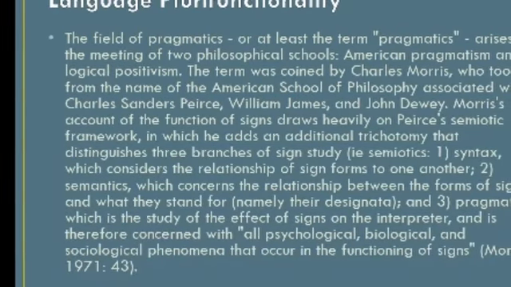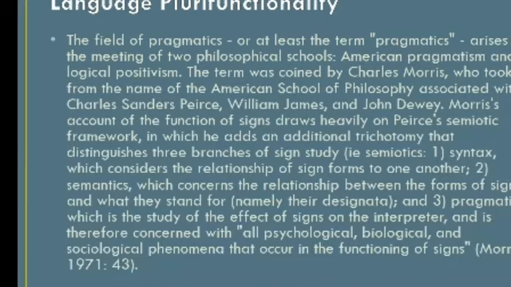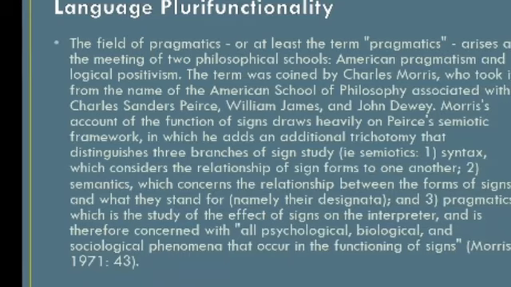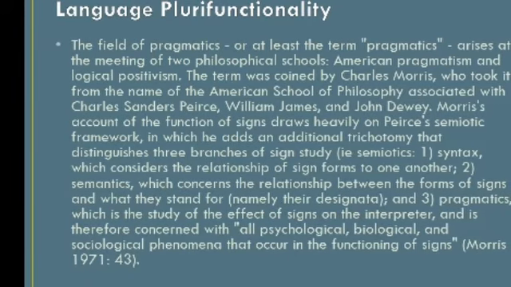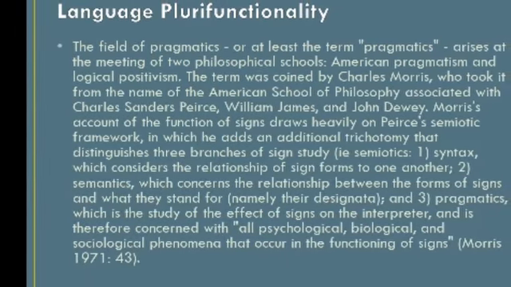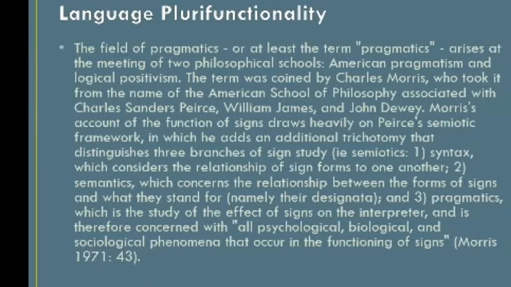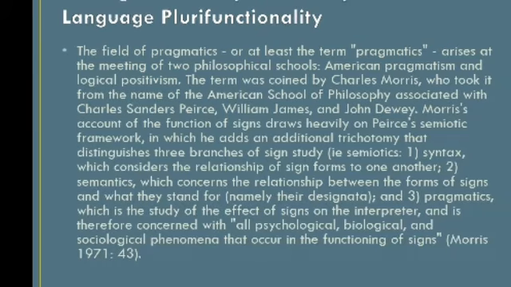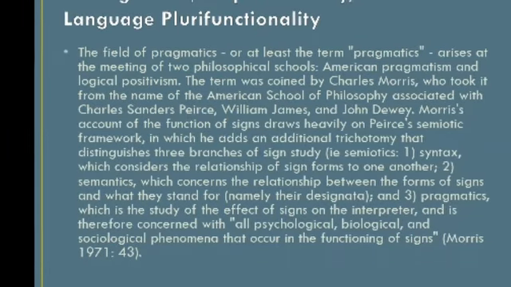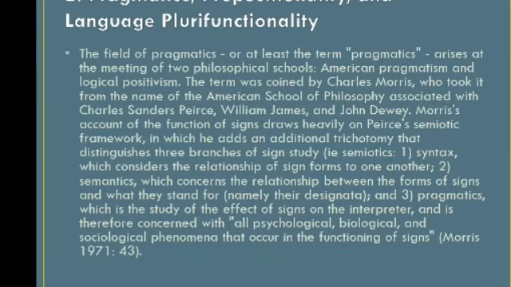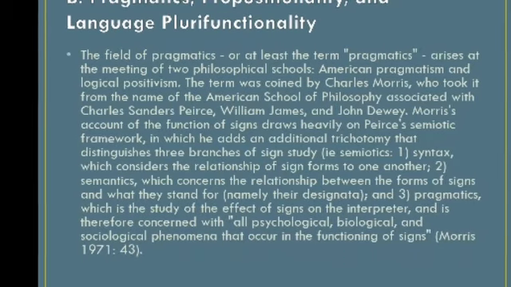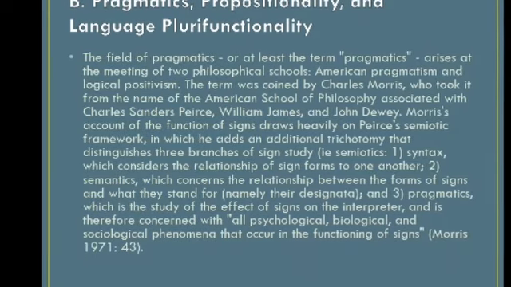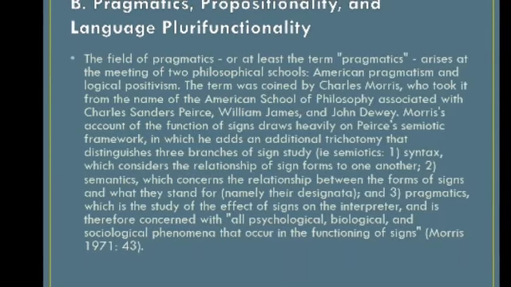The field of pragmatics, or at least the term pragmatics, arises at the meeting of two philosophical schools, American pragmatism and logical positivism. The term was coined by Charles Morris, who took it from the name of the American school of philosophy associated with Charles Sanders Peirce, William James, and John Dewey. Morris' account of the function of signs draws heavily on Peirce's semiotic framework. An additional trichotomy distinguishes three branches of sign study.